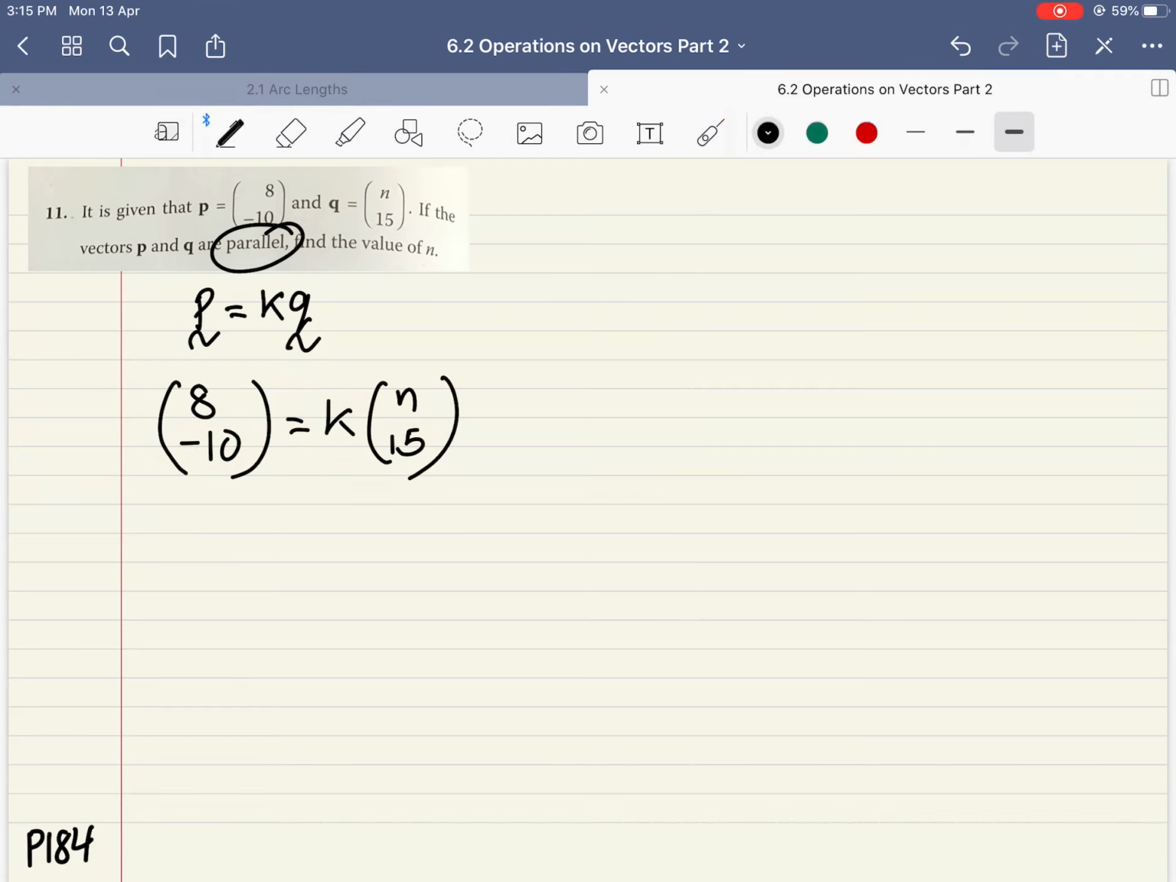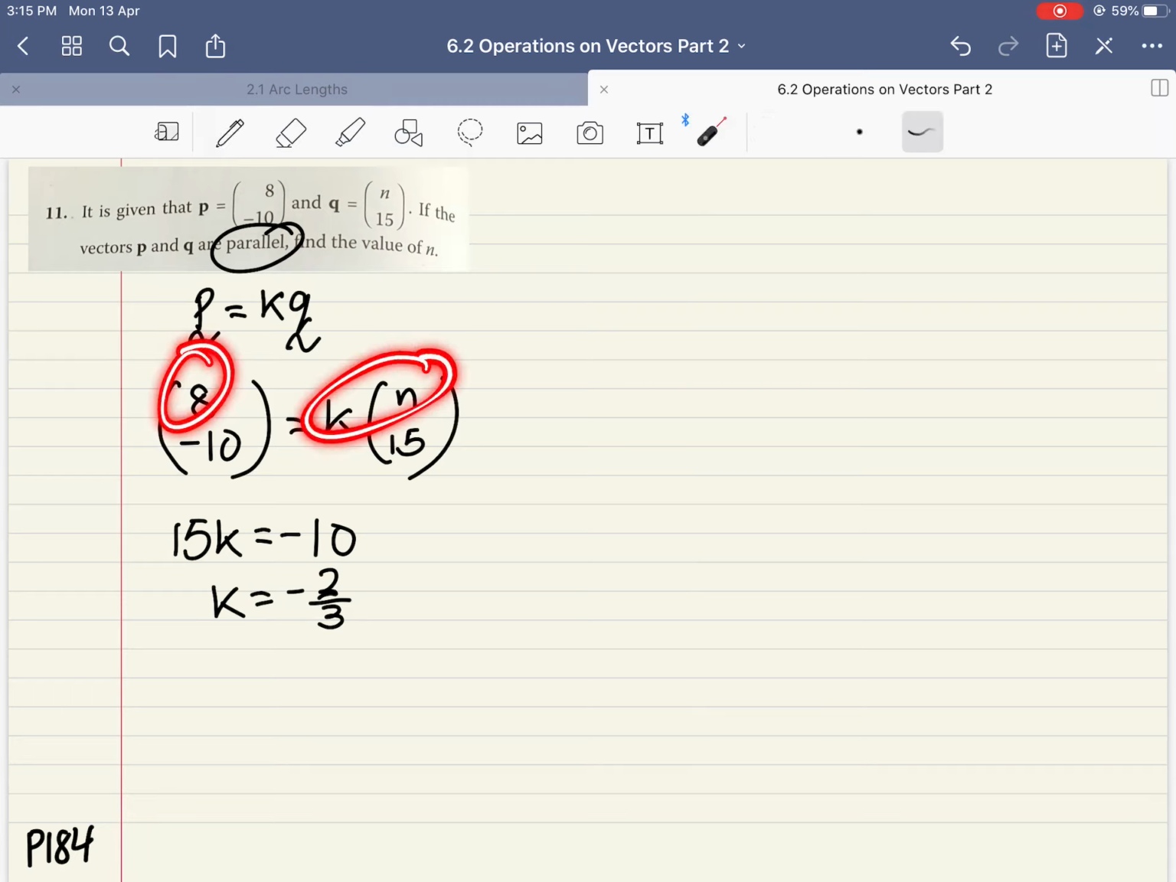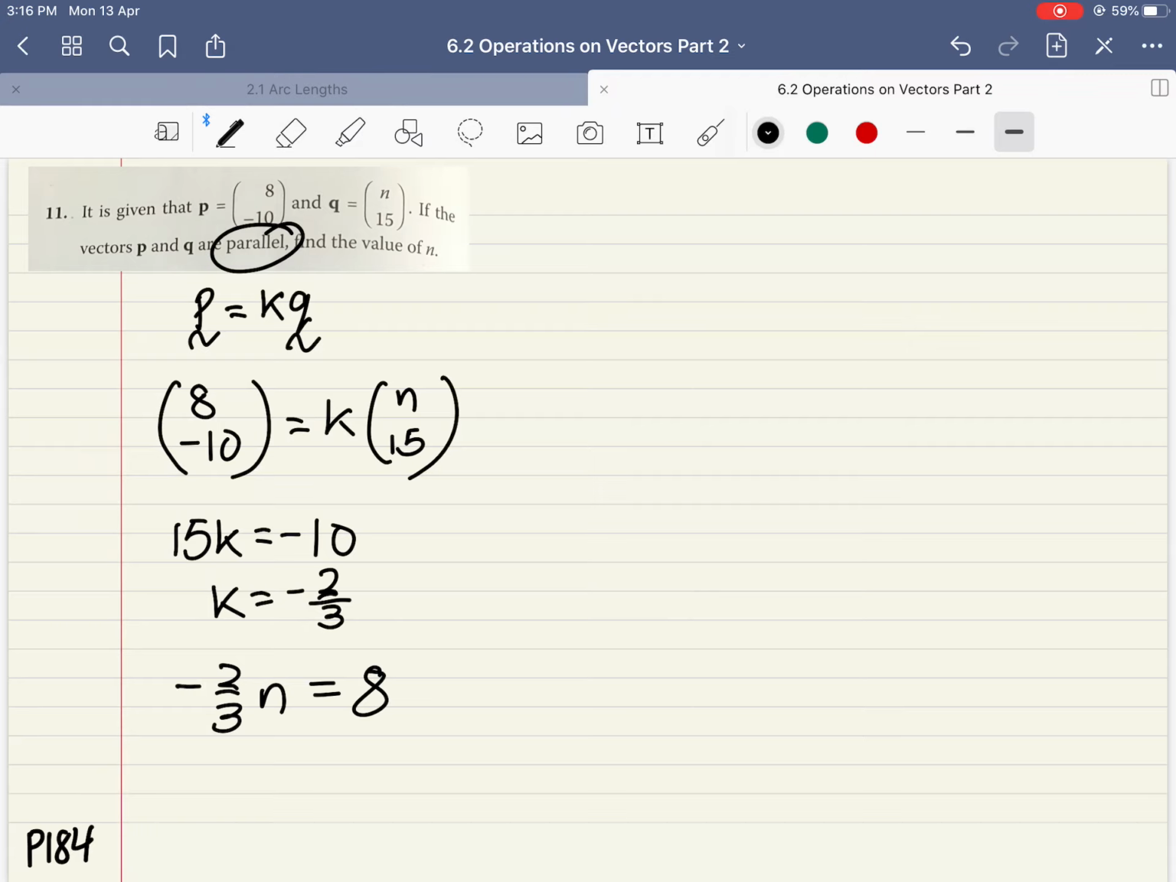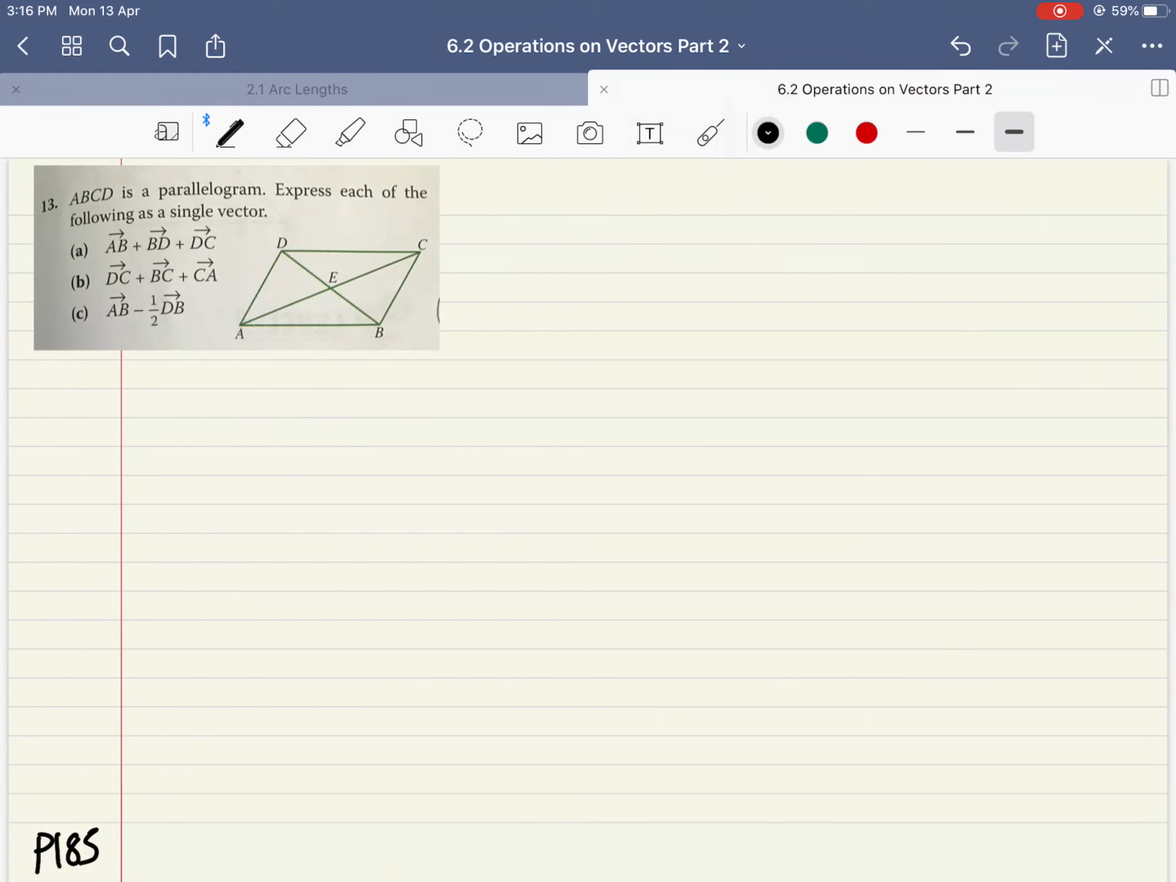So I start first from here. Negative 10 is k times 15. So I'll say that 15k equals negative 10, k equals negative 2/3. Once I've obtained the value of k, now I'm focusing on this 8 and k times n. So I'll say negative 2/3 of n is equal to 8. If I solve, my n value very quickly is equal to negative 12.